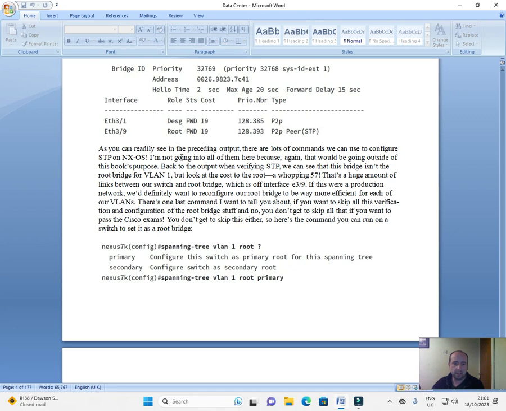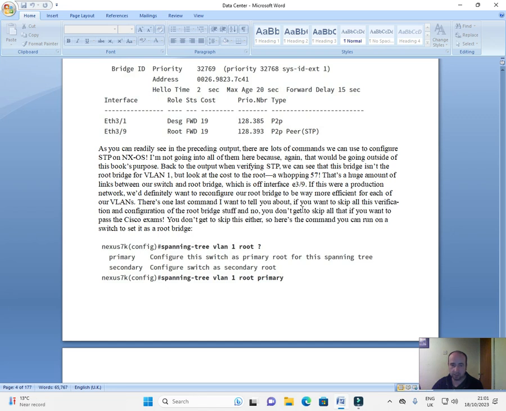As you can readily see in the preceding output, there are lots of commands we can use to configure STP on NX-OS. I'm not going into all of them here because that would be going outside of this book's purpose. Back to the output, when verifying STP, we can see that this bridge isn't the root bridge for VLAN 1. But look at the cost of the root, a whopping 57. That's a huge amount of links between our switch and the root bridge, which is off interface E3/9. If this were a production network, we would definitely want to reconfigure our root bridge to be way more efficient for each of our VLANs. There's one last command I want to tell you about.